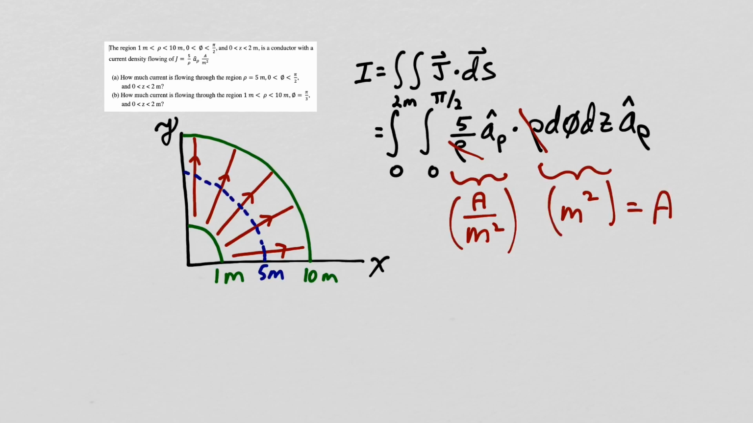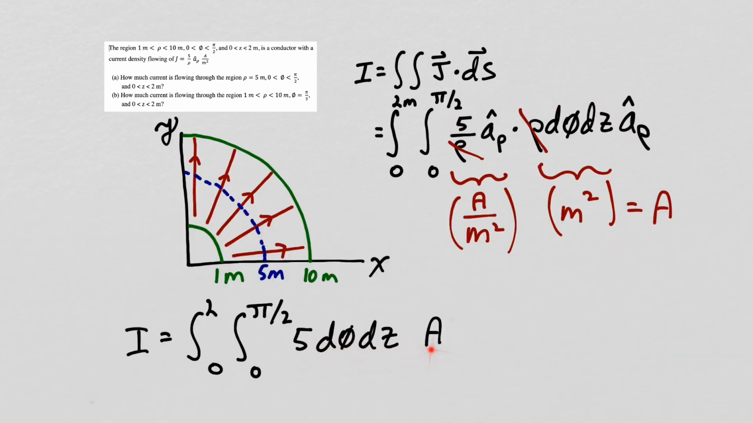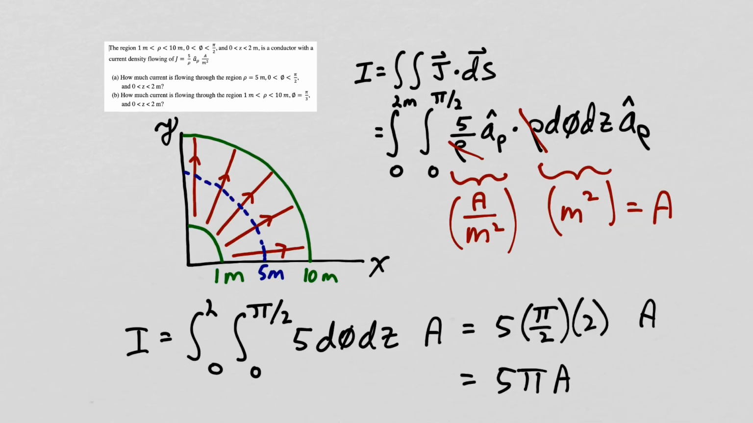So a rho dot a rho is 1, so our integrand becomes 5 d phi dz. And when we integrate that, we get pi over 2 when we integrate d phi between 0 and pi over 2, and 2 when we integrate dz between 0 and 2. So the current flowing through this surface is 5 pi amps.